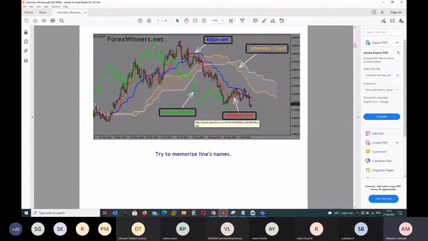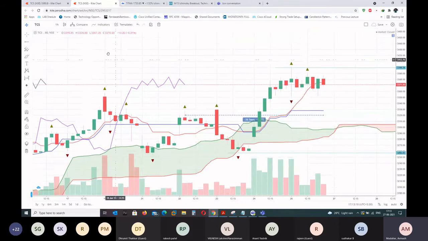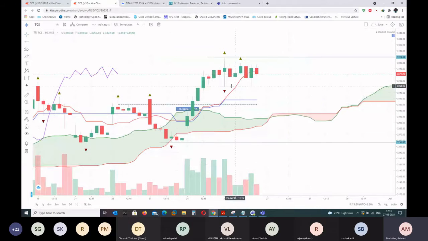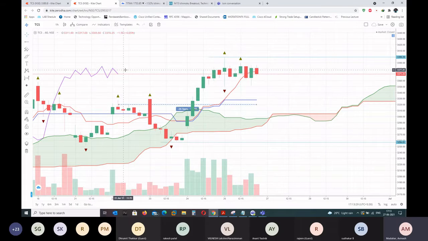Okay, so how do you plot it? This Chiku span is nothing but the line price, a line chart plotted 26 days in the past. So for example, here you can see this is the candle, right? If you know line charts, what a line chart does is it simply plots the closing point of each candle.